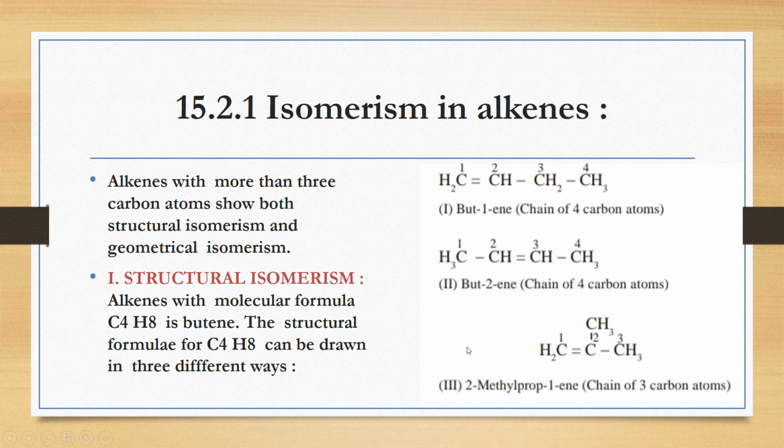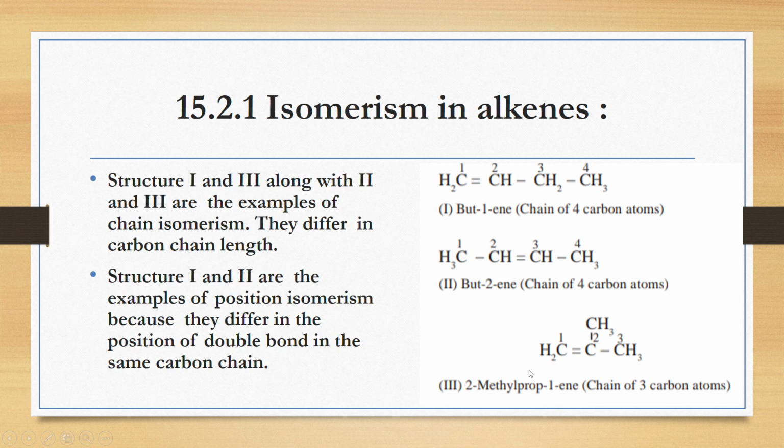In structure number 1, we have a straight continuous chain of 4 carbon atoms with the double bond at the first position. So this is but-1-ene. In structure number 2, the position of the double bond has changed to the second carbon atom. So it is but-2-ene. Whereas in structure number 3, we have only 3 carbon atoms in the continuous chain and 1 carbon is present as the branch. So this is 2-methylprop-1-ene.